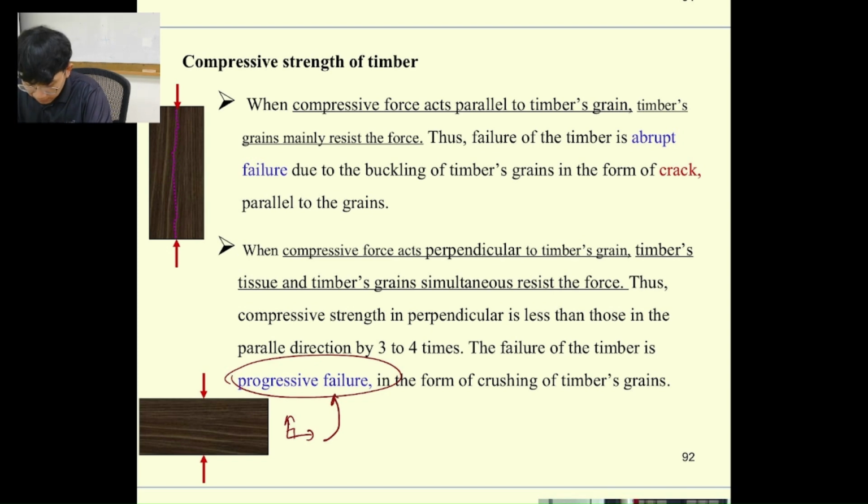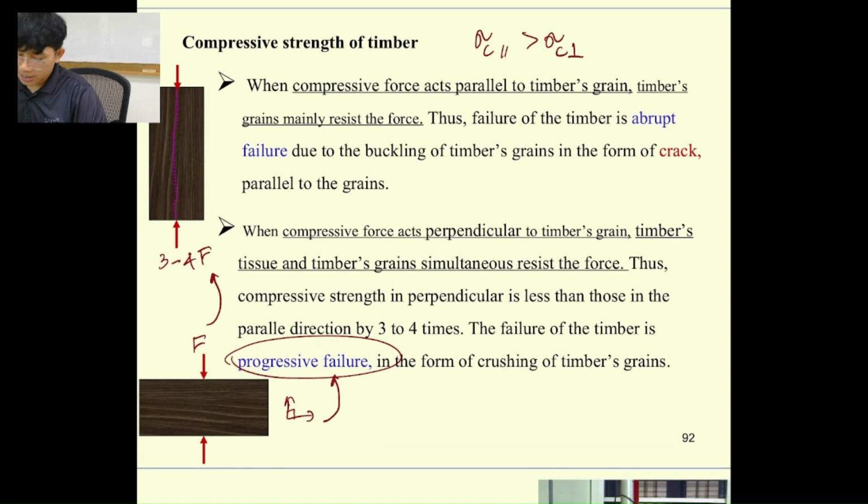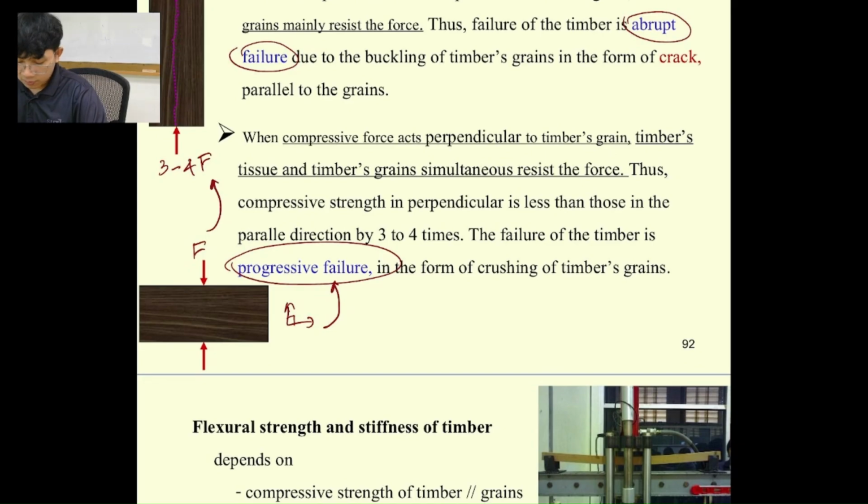But if this one fails by force F, for parallel to the grain, it's going to fail at about 3 to 4 times the force F over here. Which means the compressive stress in parallel is higher than the compressive stress in perpendicular. But the failure is going to be abrupt failure, failing immediately after the peak load, and for the bottom one, it's going to fail slowly, with the behavior of a ductile material.